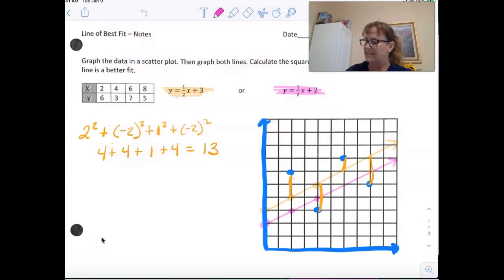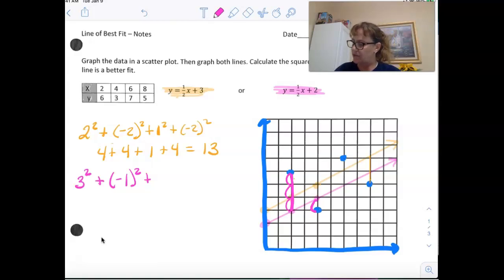Well, now let's see if we can go and do the pink line and see what the squared residuals are for that. Well, we start with this first one, and to get from the line to the data point, we have to go up, so it's positive, and that's a positive 3 squared, because we went 1, 2, 3. Okay. The next data point, from the line to the data point, we had to go down. So this is going to be a negative 1 squared.